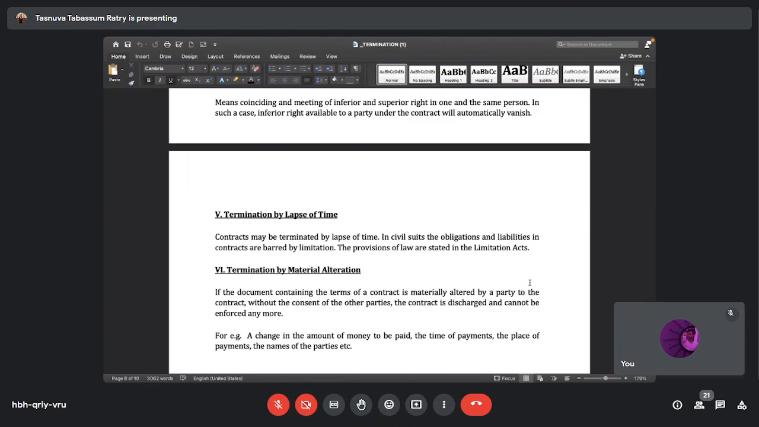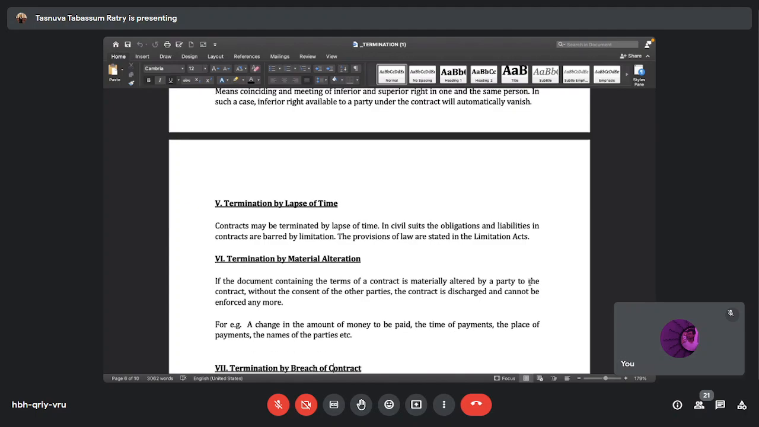For additional reading material, if you want to read about voidable agreement, go through the book. It's a small topic. Other than that, the other topics you've already done the reading when I was not here. If you read the lecture notes well, it should be more than enough to cover your midterm syllabus.